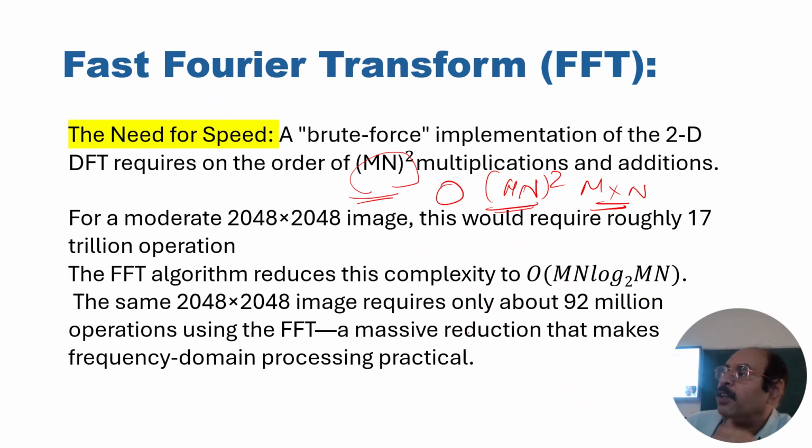So we wanted to reduce the complexity. For any program to be very successful, it should have less computational complexity. The more the computational complexity, the less efficient is the project or the program. So for that, we have discovered something called the FFT algorithm, Fast Fourier Transform, which reduces the complexity from M N square to O of M log M.